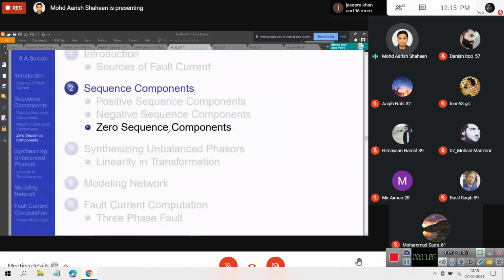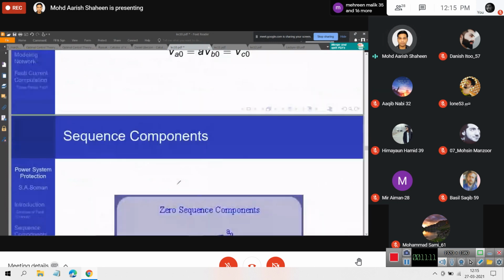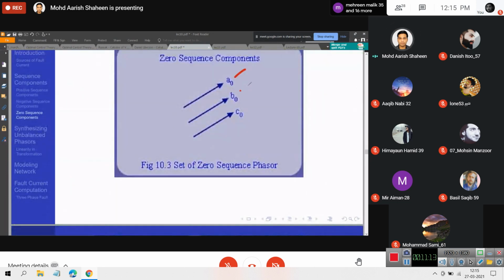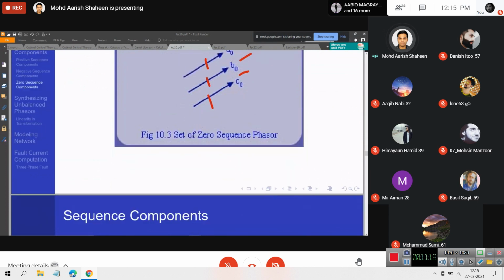And then we have zero sequence. Zero sequence means that all three are in phase. So all three have equal magnitude, and they have equal phase. Phase is 0 degree for reference.